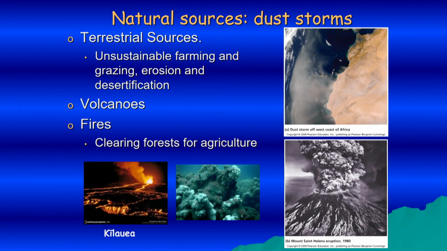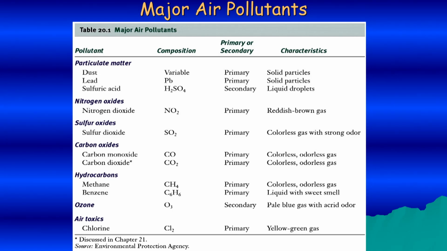This is again the sources, terrestrial sources, dust storm. Natural sources for dust storms are unsustainable farming and grazing, erosion and desertification. They result because of that. Volcanoes can bring lots of natural aerosols, and fires, clearing forest for agriculture, can produce lots of things. So, these are the sources.